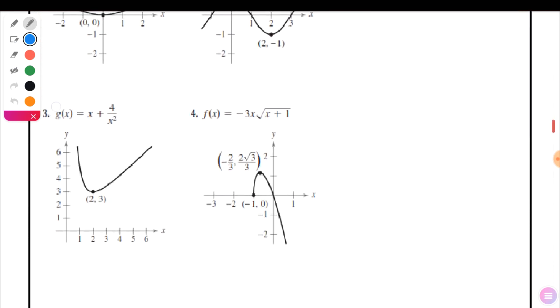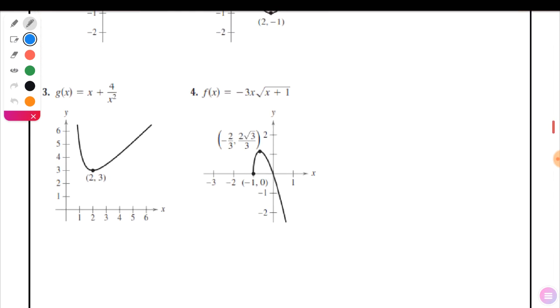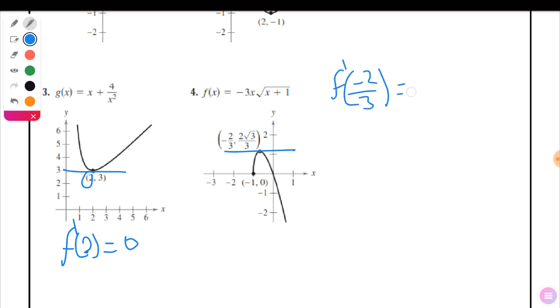Now, for the next question, as you see, the derivative here is so easy, miss, because it has a horizontal tangent. The derivative at the critical number, which is what here? 2, or at the extrema at the points 2 and 3, it will be 0. What is the derivative here? Horizontal tangent. So f prime at negative 2 over 3 will be what? 0. Clear or not clear?